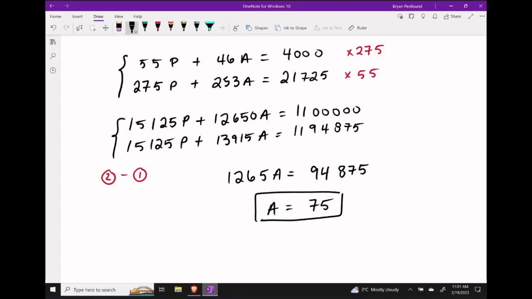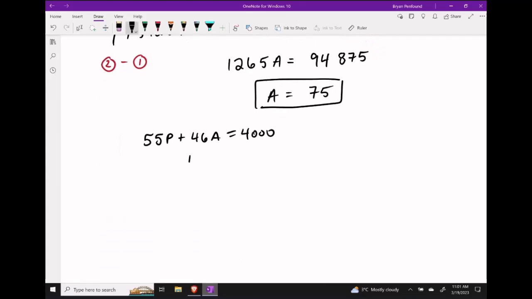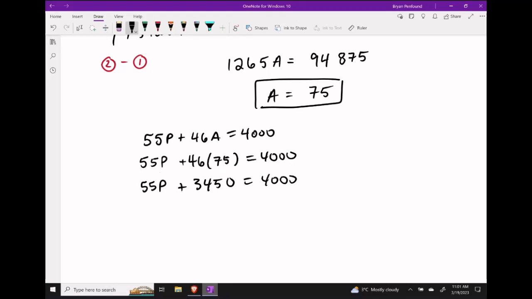Now that we know the value for A, let's try to determine the value for P. I'm going to grab the equation 55P plus 46A is equal to 4,000, and I'm going to go ahead and make the substitution that A is equal to 75. 46 times 75 is equal to 3,450. So we can get 55P is equal to 4,000 minus 3,450. That's 550. And then we can divide both sides by 55. And that's going to tell us that P is equal to 10.